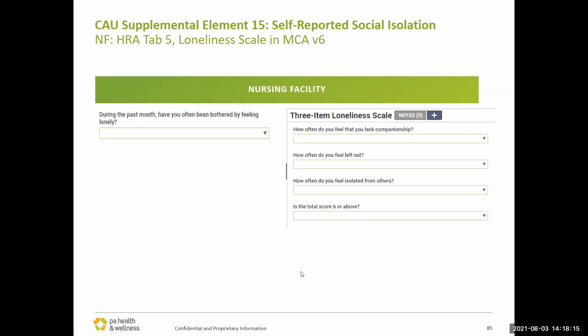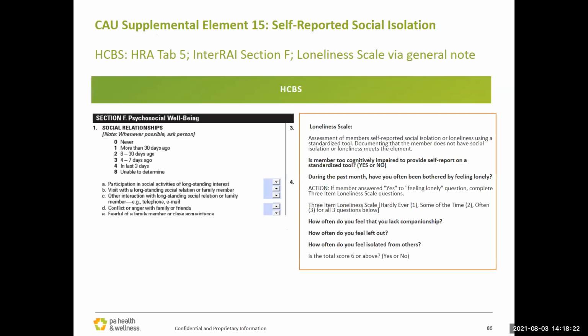And now for HCBS, for this same element for the loneliness, you can go to the next slide. It's going to be documented in the general note, same 3 questions for the loneliness scale, but for HCBS, it's going to be in a general note. And then in addition, it's going to be documented in the NRI under section F for psychosocial well-being.